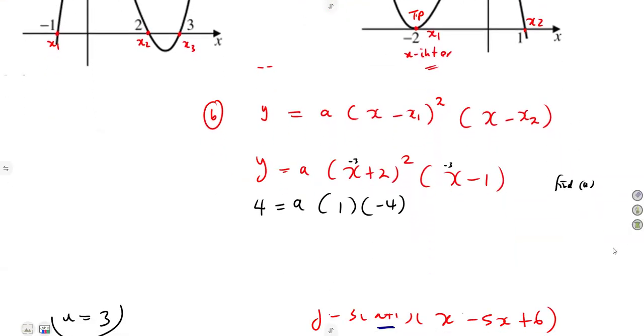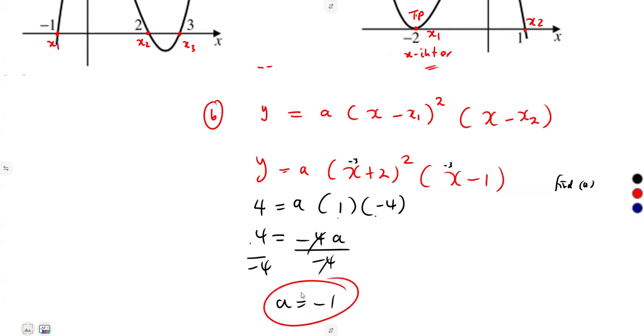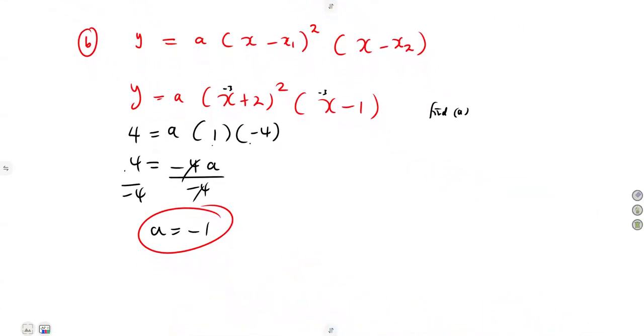So this is it. To find the value of a, we can simply multiply this 1 times negative 4, that's negative 4a. So divide by negative 4 to find the value of a, which is going to give us negative 1. 4 divided by negative 4, that's a negative 1. With the value of a, substitute it back in the given equation so that you can find y in terms of x. So remember, y is equal to this, where a is negative 1.